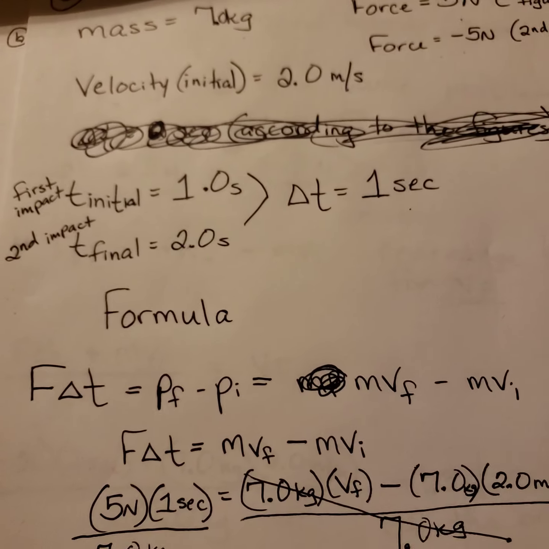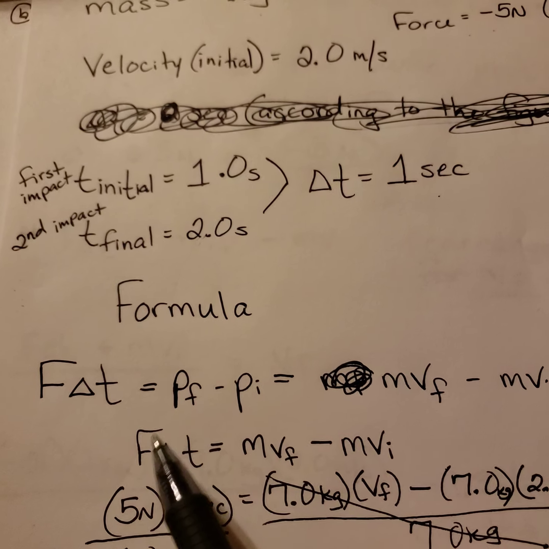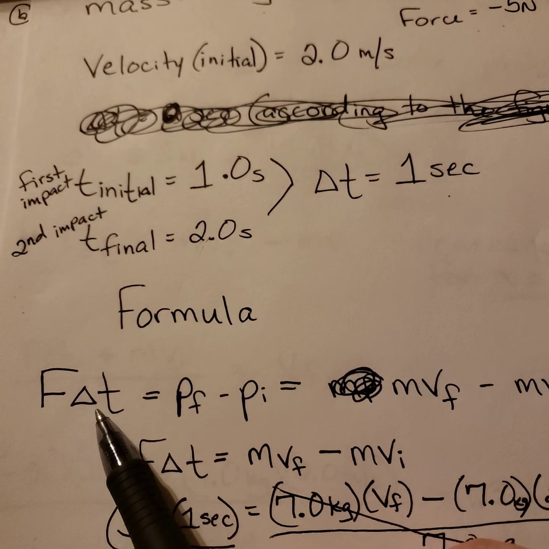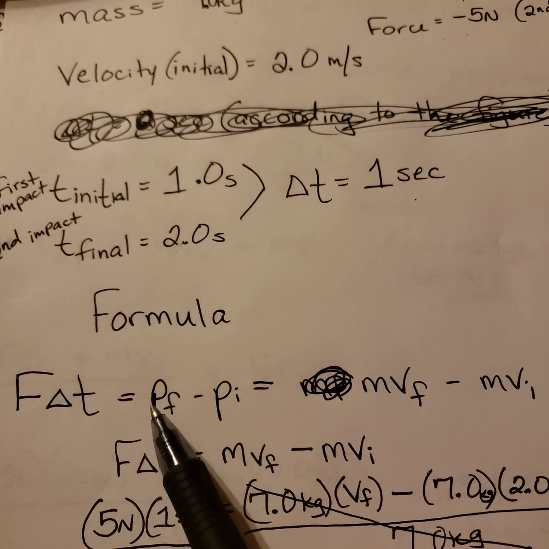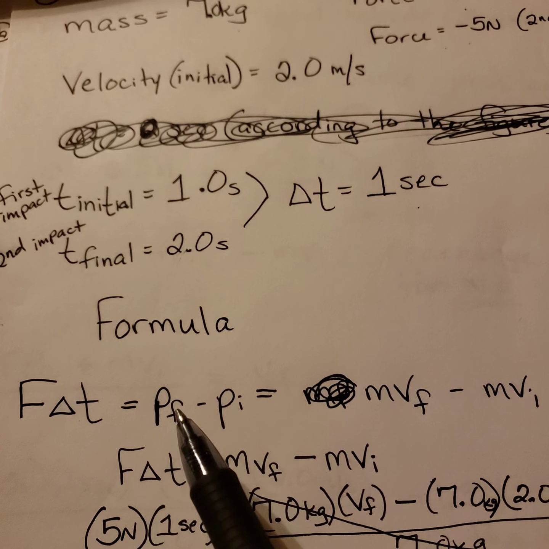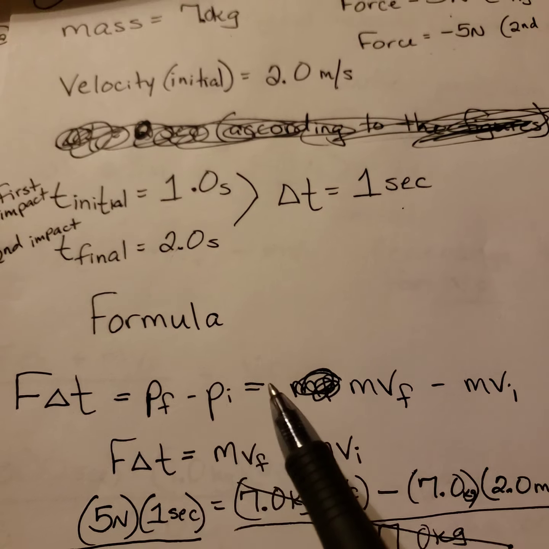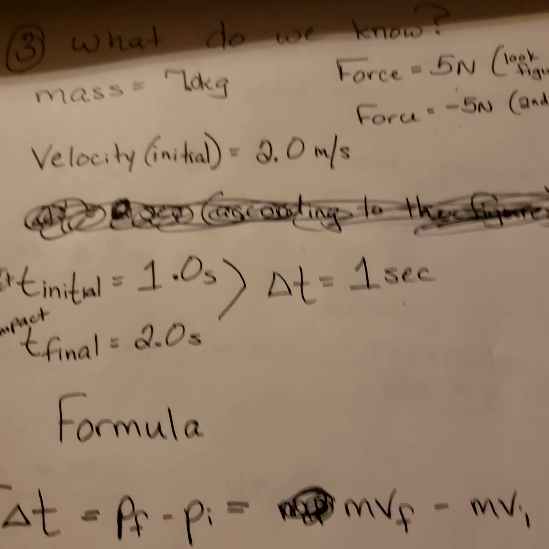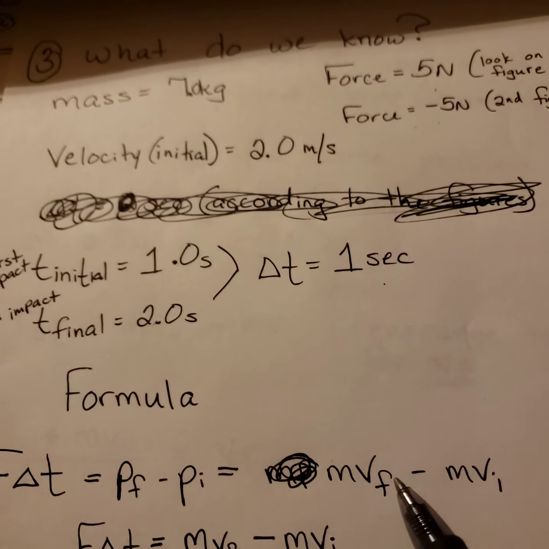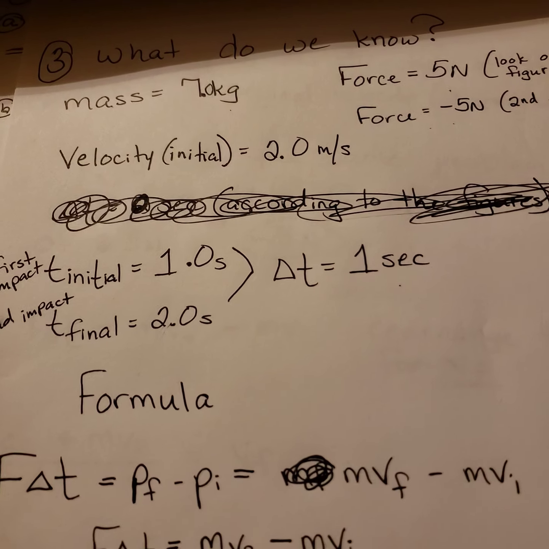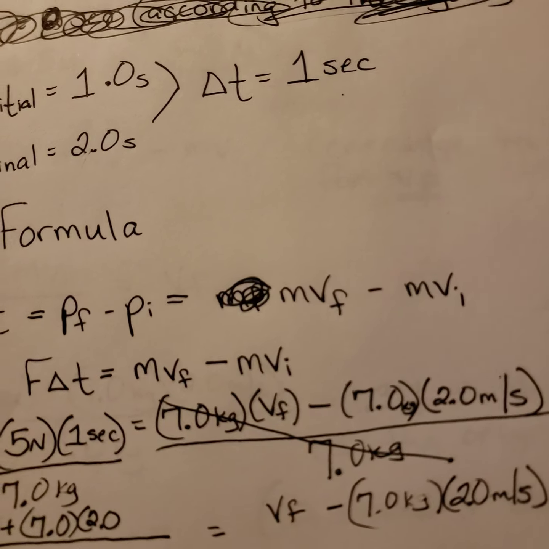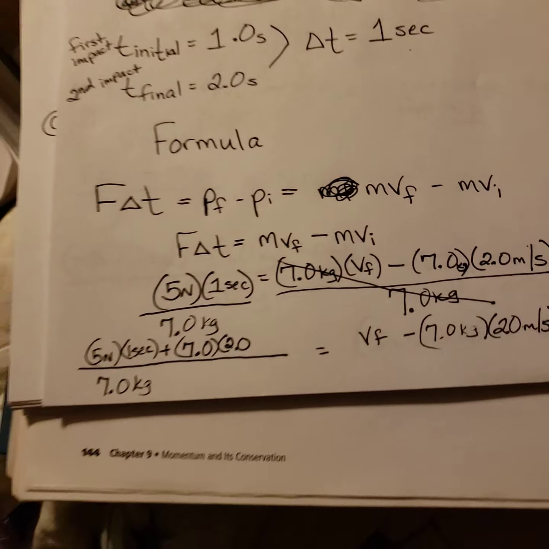So what formula are we going to use? Well, we're going to use the impulse momentum theorem. So force times change in time is equal to the change in momentum. And you can break down the change of momentum into some of the things that we have here. And that is mass, and we have velocity. Well, we don't have final velocity. We only have initial velocity. So we're going to have to do some rearranging of this equation.